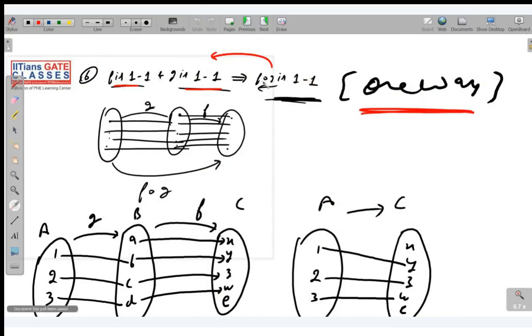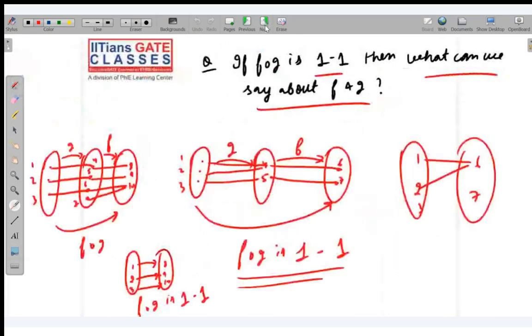If it was a two-way theorem, then both should be true, right? But these both are not true. g is 1-1, this is true, but this may or may not be true. So forget about f. If you want to remember this theorem, you can remember it like this: when f o g is 1-1, try to remember this thing.